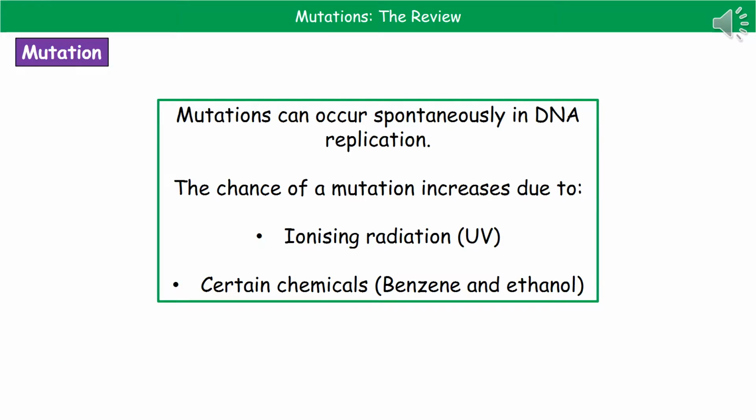So when we're thinking about when these mutations can occur, the answer is anytime. Sometimes when your DNA is replicating, it just occurs as an error in your DNA replication. But your chance of a mutation will increase if you're exposed to doses of ionizing radiation, and one of the best examples of that is ultraviolet or UV, or if you're exposed to certain chemicals, things like benzene and ethanol, for example.